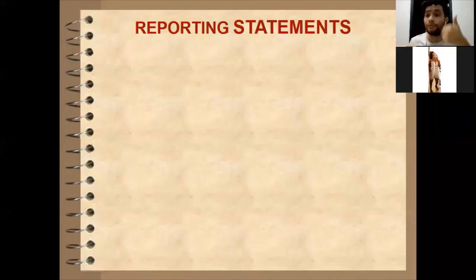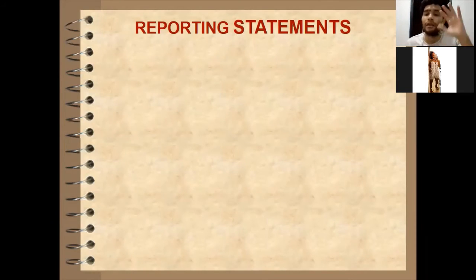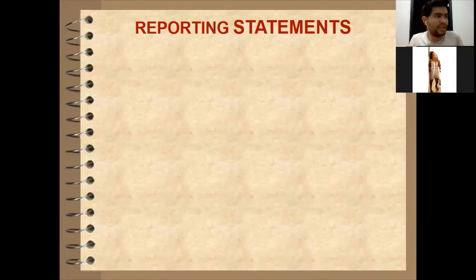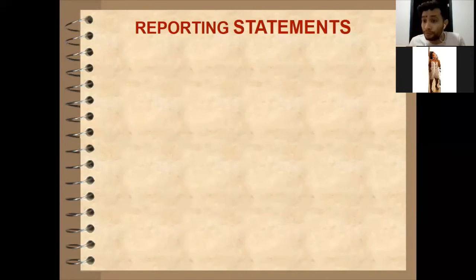So we have reporting statements, reporting questions, reporting requests, reporting commands, and reporting suggestions. Five types of things. In general, we can report anything, right? If you say something, of course, you can report what you said. If you repeat it to another person, hey, what did he say? Oh, he said this, this, and that, right? Again, you can report it. But they can be divided into groups. So let's begin with the first group.